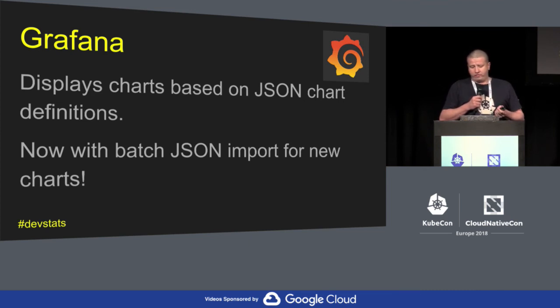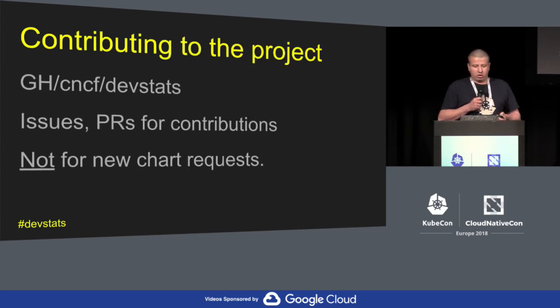Also, we've developed a small tool to mass import JSONs and modify them, because doing this from the UI is just not applicable, slow, and cannot be automated. If you want to contribute to the DevStats, you can create issues and PRs on the GitHub repo. But if you want to create new charts and request, there is another way.